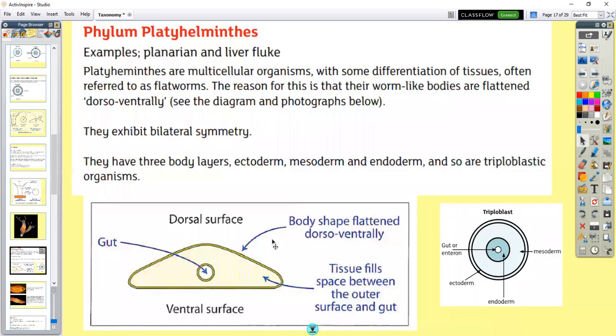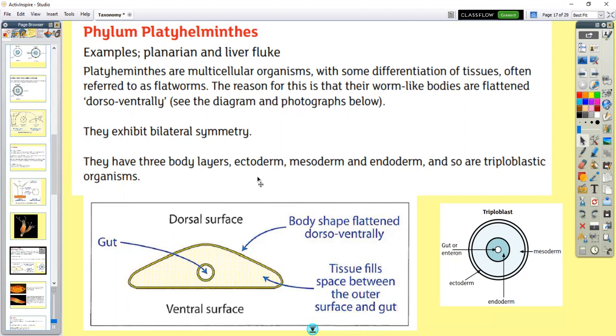Okay, next phylum are the platyhelminths, which are essentially the flatworms. Okay, so again, multicellular, a bit more differentiation, a bit later in terms of evolution, referred to as the flatworms. They're flattened dorsoventrically, which essentially means top to bottom. So it's like somebody stood on them and squashed them.